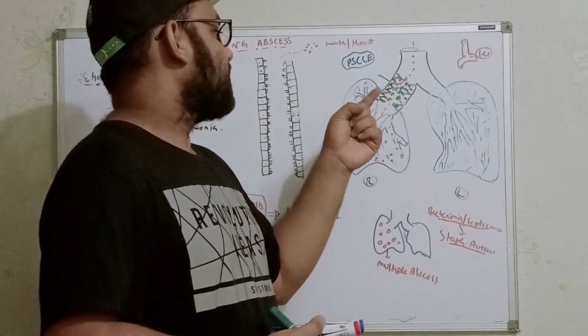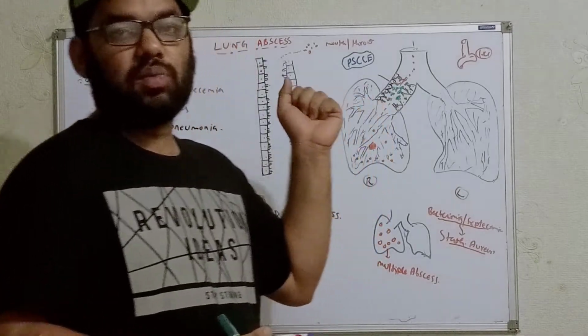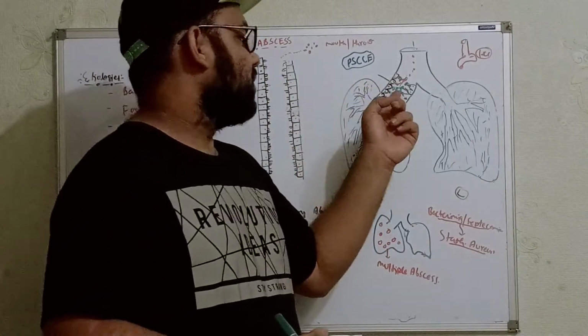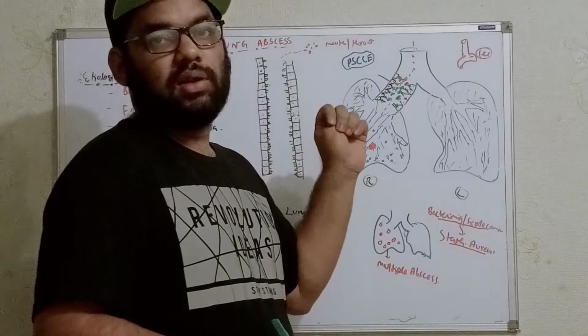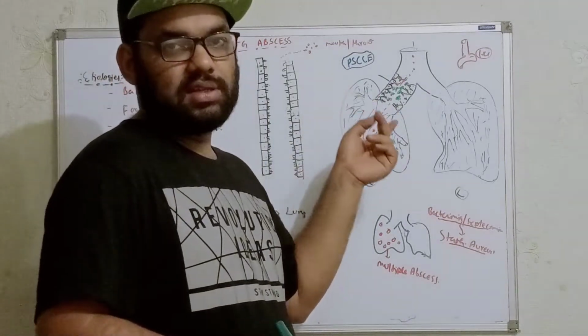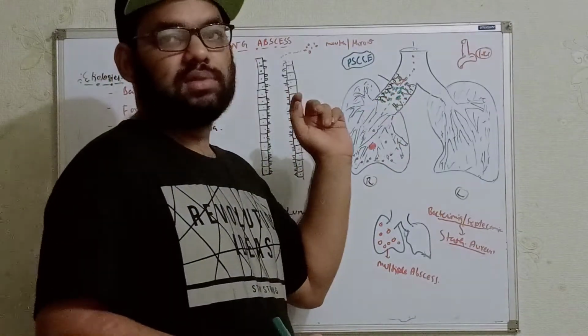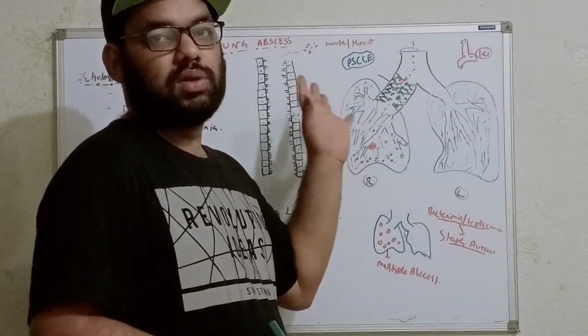Sometimes, try to remember, I have already uploaded a video, maybe you have watched it. In the case of cystic fibrosis, if we get mutations of the CFTR gene, there will be no movement of sodium and chloride over here. There will be a problem with the sodium and chloride ions.